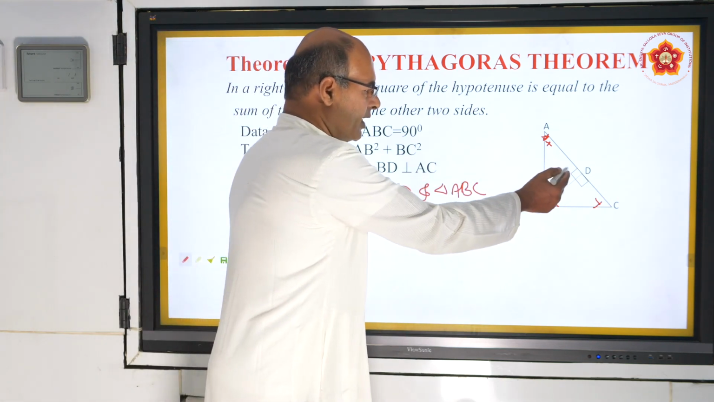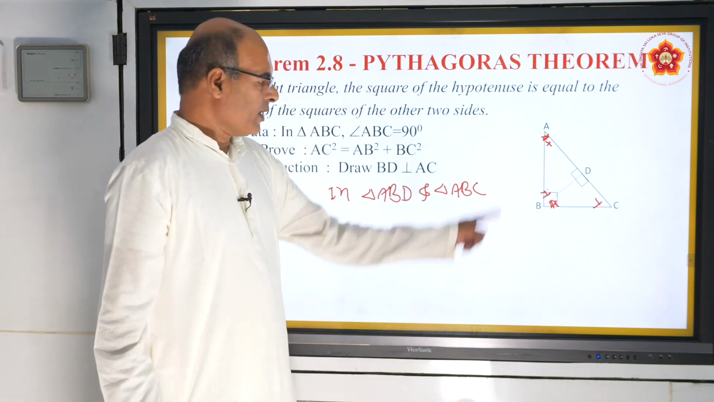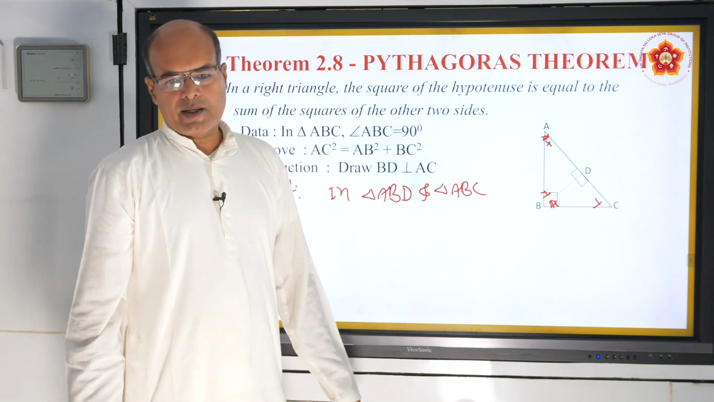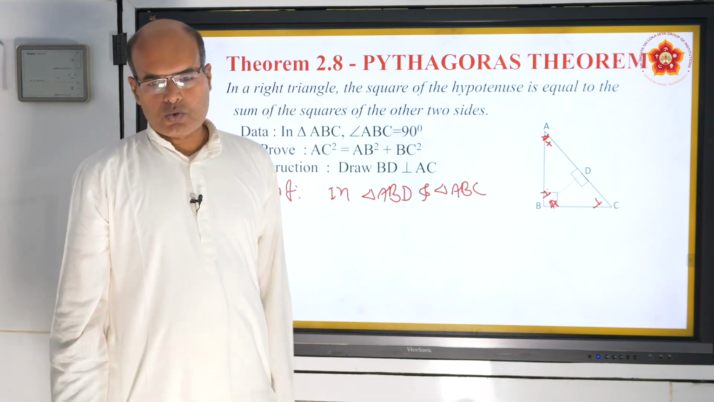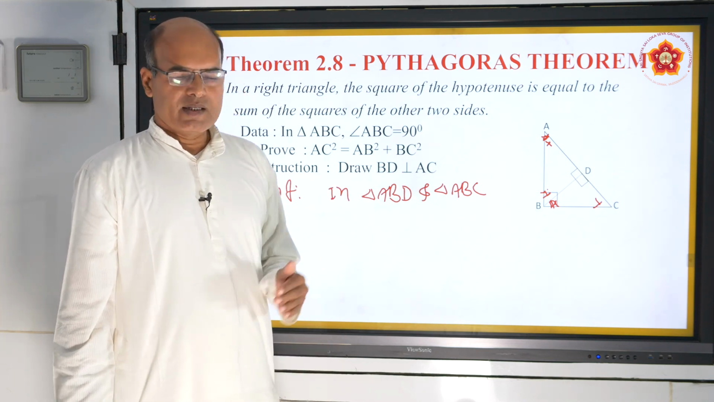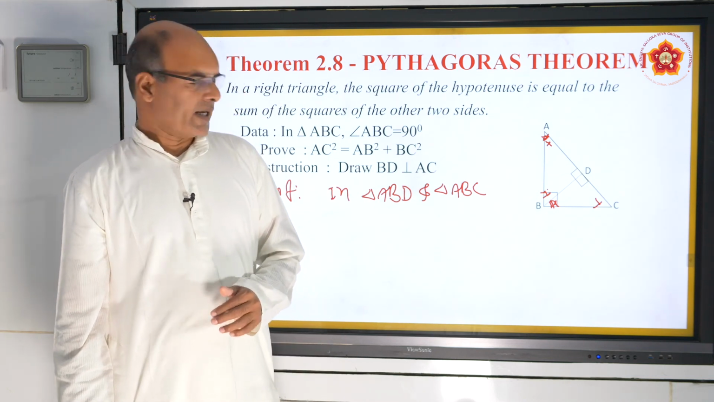Both the triangles have right angles. The small triangle has a right angle here, angle D is 90 degrees. And the big triangle has a right angle at B, angle ABC is 90 degrees. Therefore those two triangles are similar. Now we have to write the ratio of the corresponding sides.